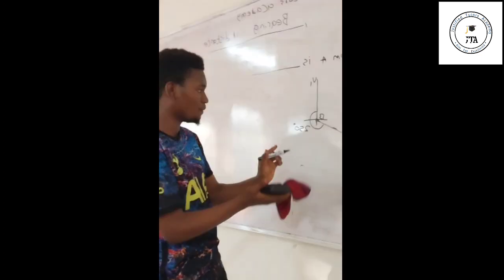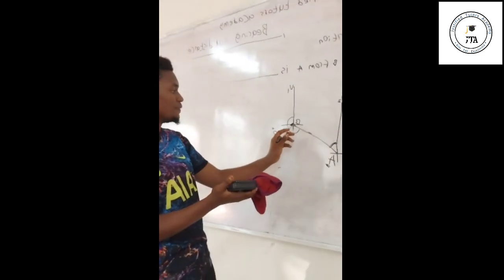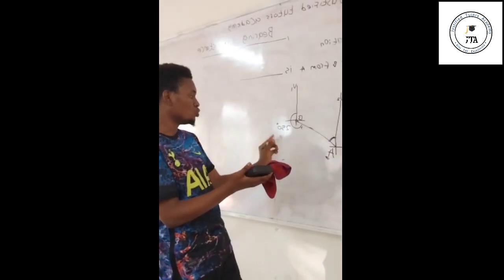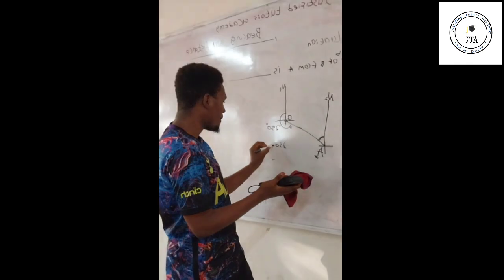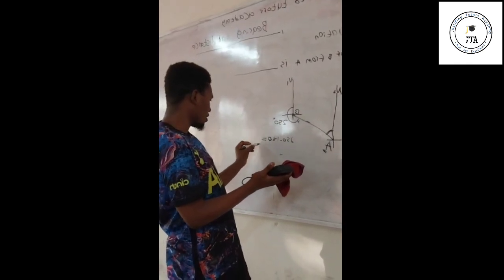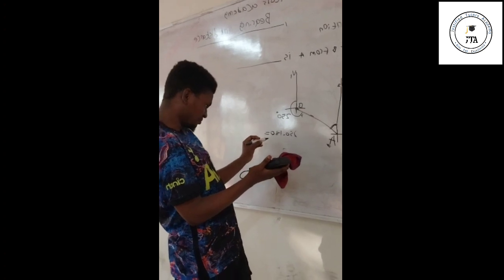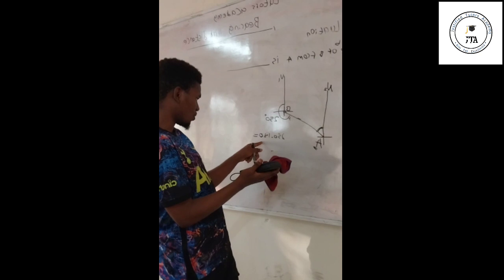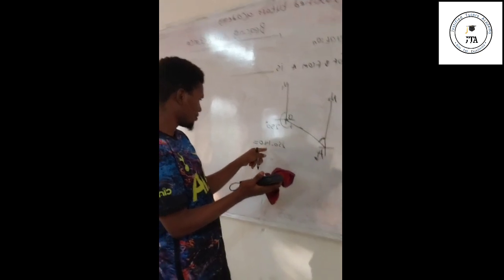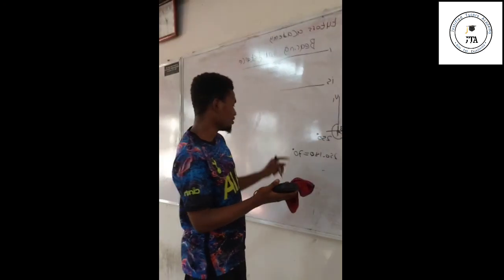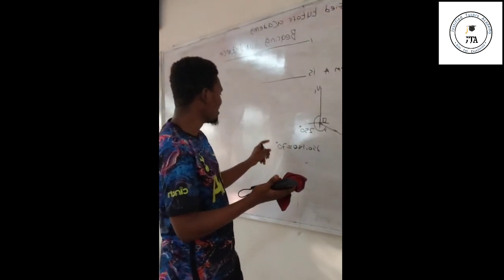So now just look at it. We have 250 degrees here. To get the angle at this point, you do 250 minus 180, which is equal to 70 degrees. Yes, 70 degrees, correct.